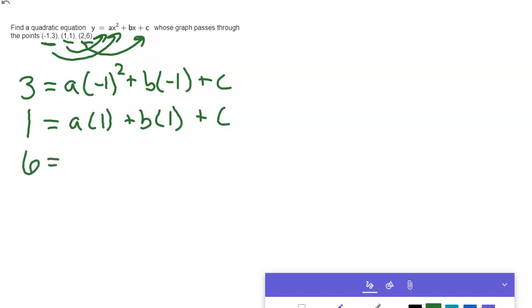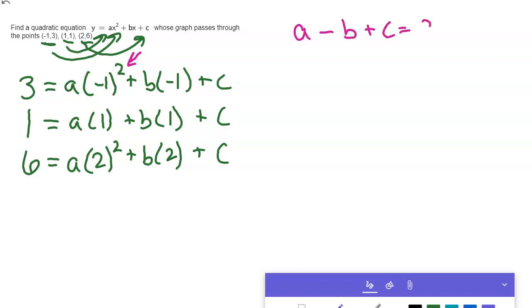So 6 would equal a times 2 squared plus b times 2 plus c. And again, with this problem, I would rearrange things and just write it nicer. Negative 1 squared is positive 1. So you'd have a minus b plus c equals 3. So that's that first equation if we rearrange it and put it in the order that you see most of these problems. The second equation here would just be a plus b plus c equals 1.